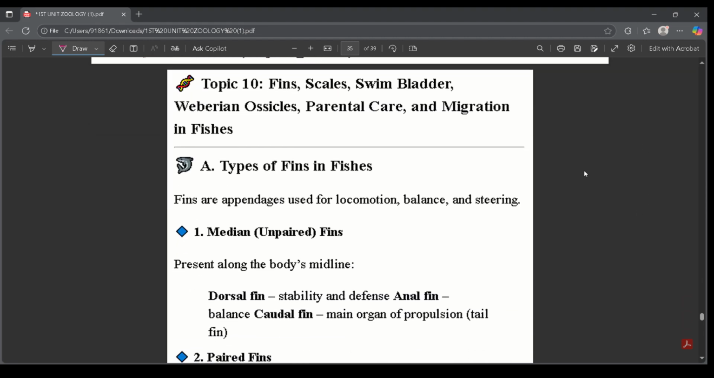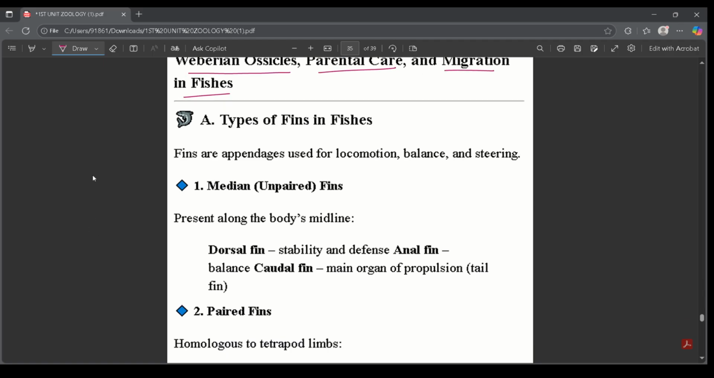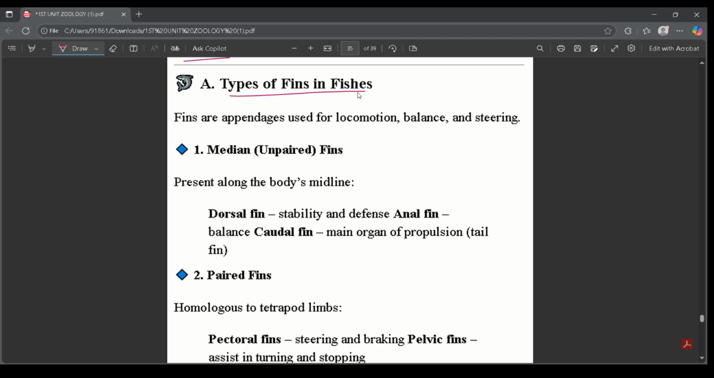And now we'll come to the final topic, which is topic number 10. We discuss the fins, scales, swim bladder, Weberian ossicles, parental care, and migration in fishes. Number A: types of fins in fishes. Fins are appendages used for locomotion, balance, and steering.